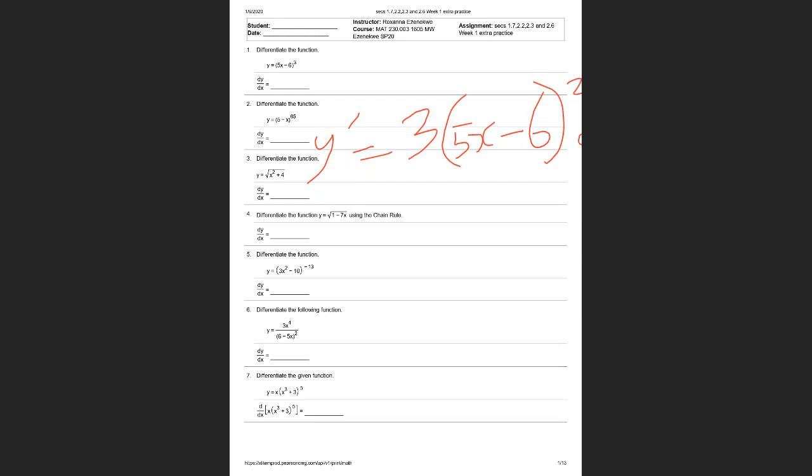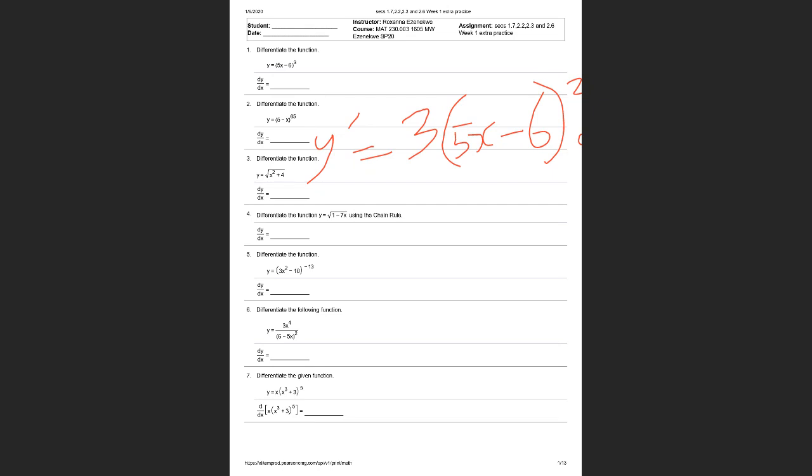So that is the derivative of that composed function, and this is called chain rule also. So derivative of composed functions, you can do them by chain rule. Same thing in number 2.